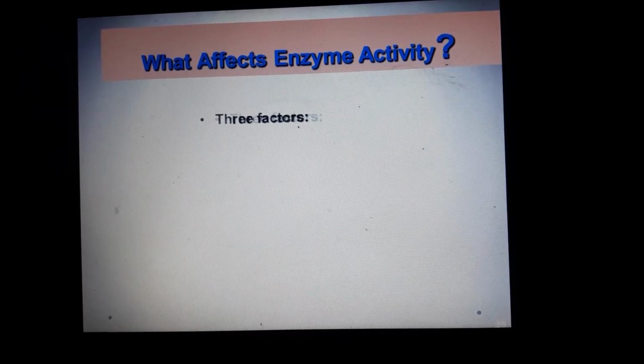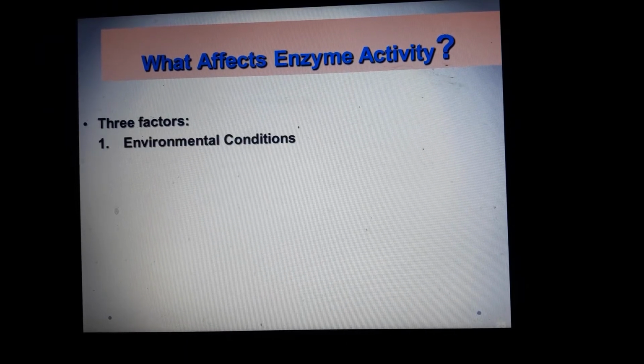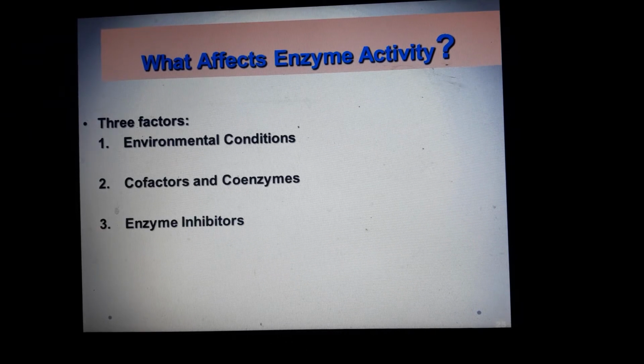So, what affects enzyme activity? There are three factors: environmental, cofactors and coenzymes, and enzyme inhibitors. The environmental factors depend upon the temperature and the pH. Cofactors and coenzymes depend upon the cofactors being used up. With enzyme inhibitors, there are different substrate competitors or inhibitors during the chemical reaction process.